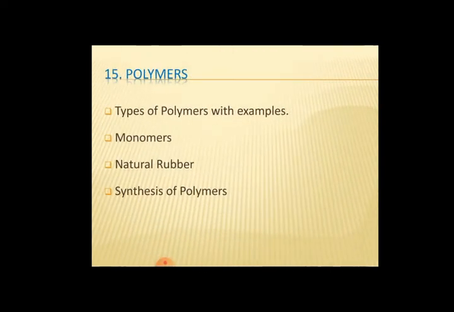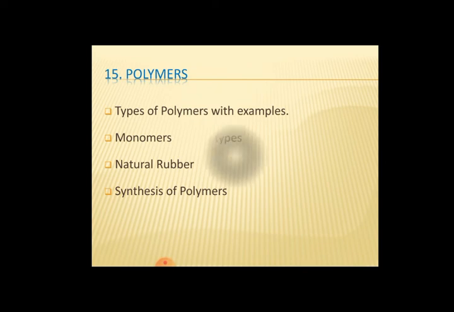Then the next one is the polymer part. In the polymer chapter, the types of polymers with examples, the concept of a monomer, natural rubber, then synthesis of polymers. And in this chapter, please remember the monomer present in natural rubber, the monomer present in Bakelite, the monomer present in Buna and so on.